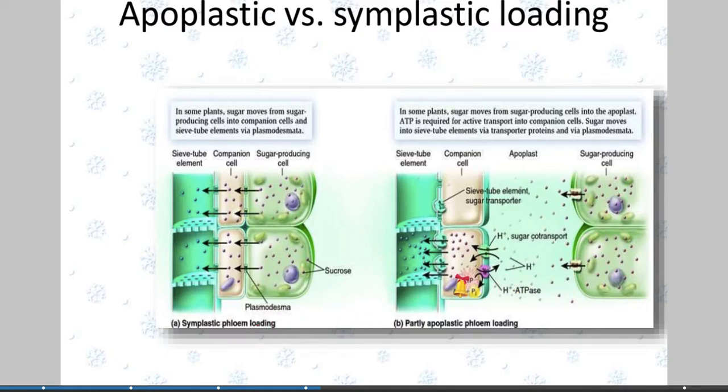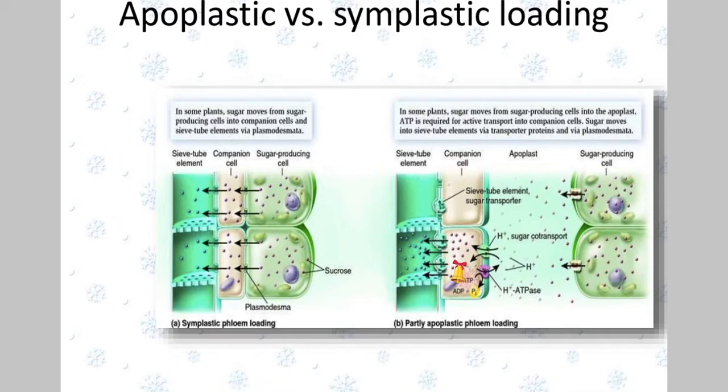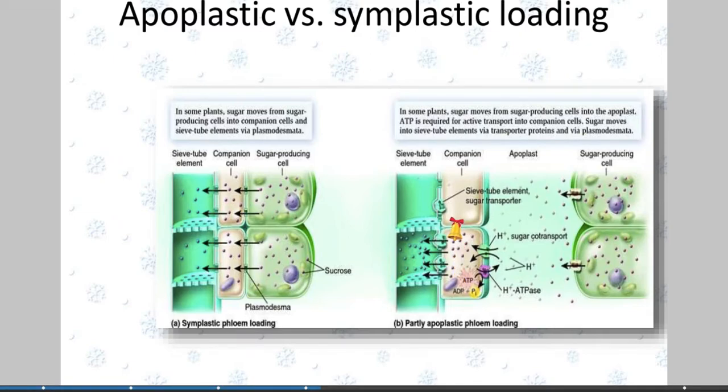Other plants, depending on the plant, they rely on apoplastic phloem loading. That means that the sugar being produced at the source needs to be transported into the companion cells, and then it needs to be transported into the sieve tube elements. And in both cases, ATP is needed. So this is what we call active transport or active loading of sugar into the phloem. So this is what we're going to focus on right now.